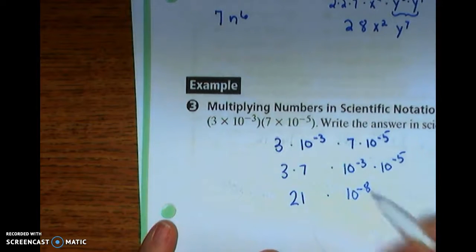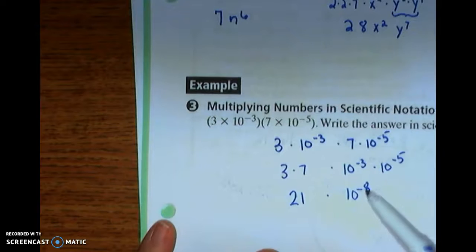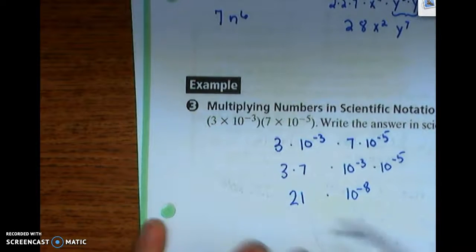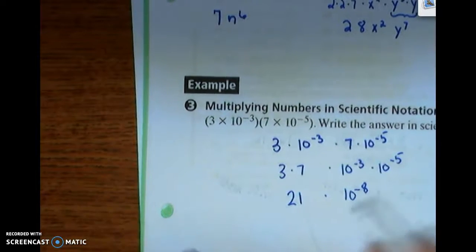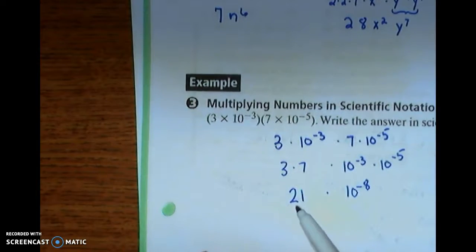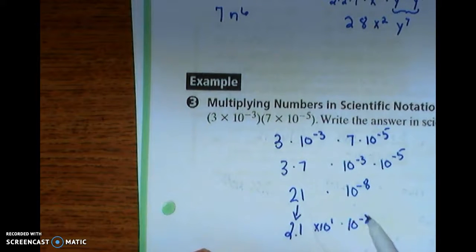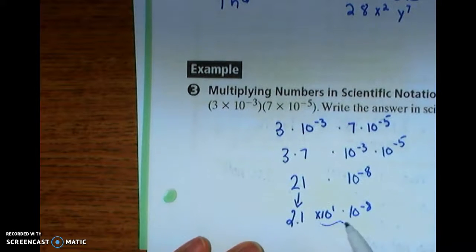And powers of 10 are really the only time where we will leave the negative power. Anything else, we would move it to the denominator. But in this case, scientific notation, powers of 10, we leave it. So we have 21 times 10 to the negative 8. Now, 21 is not in proper scientific notation. So we have to write that as 2.1 times 10 to the first times 10 to the negative 8. Well, again, we can combine those to make 10 to the negative 7.